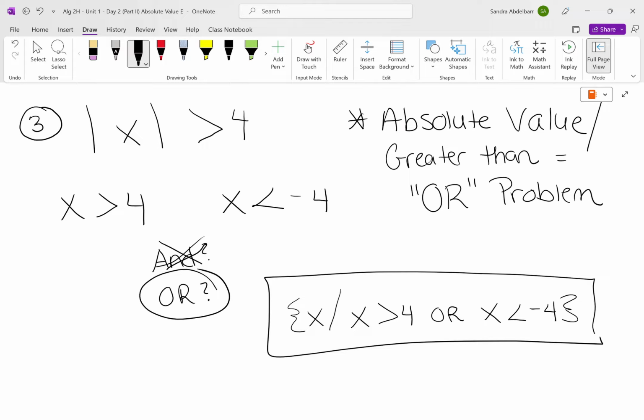Yes, Sean? So you couldn't write like -4 is greater than x, which is less than -4. Like you couldn't just combine it. No, because when you combine it, it immediately means an and problem. Okay. So only and problems are combined.